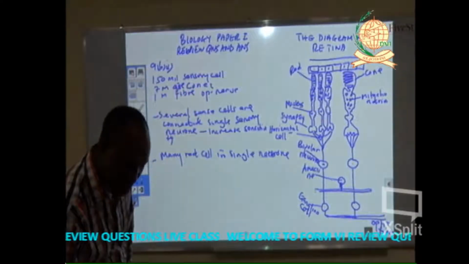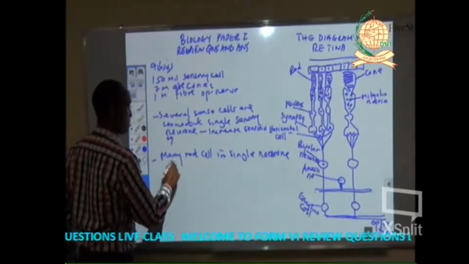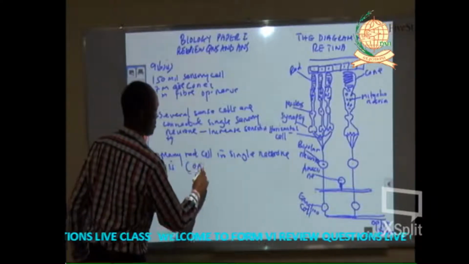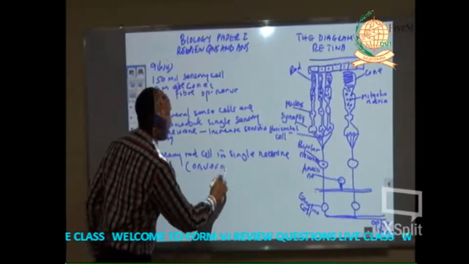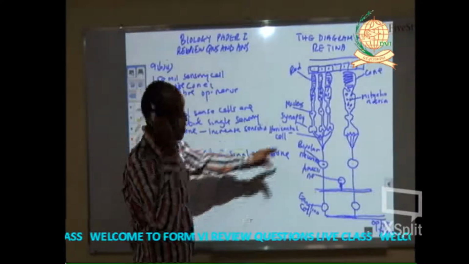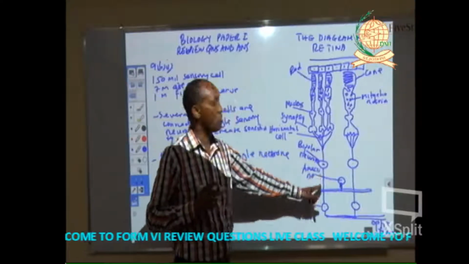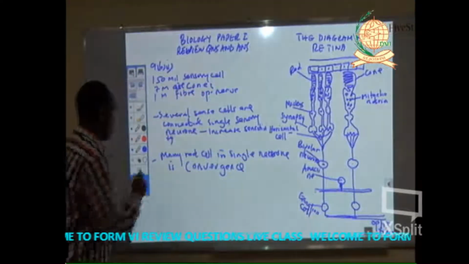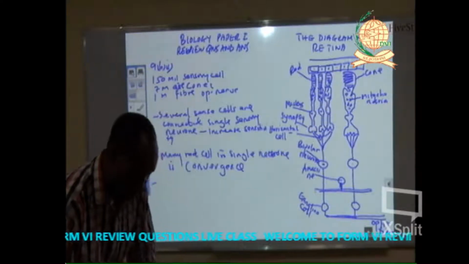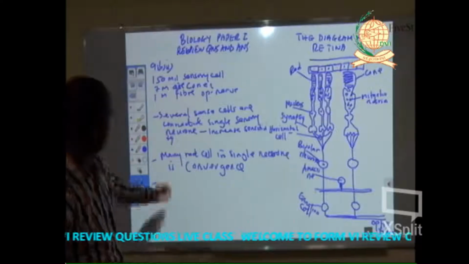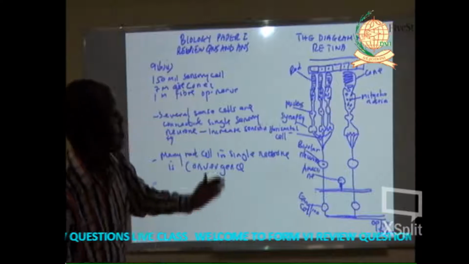This characteristic is known as convergence. That this one and this one and this one converge to a single neuron. That one is called convergence, and it increases the sensitivity of the sense cell, or the sense organ.